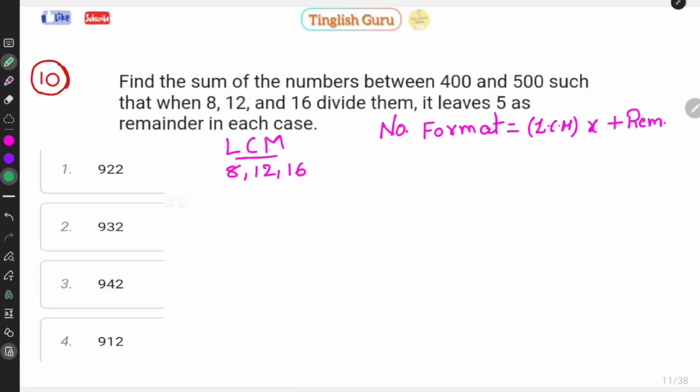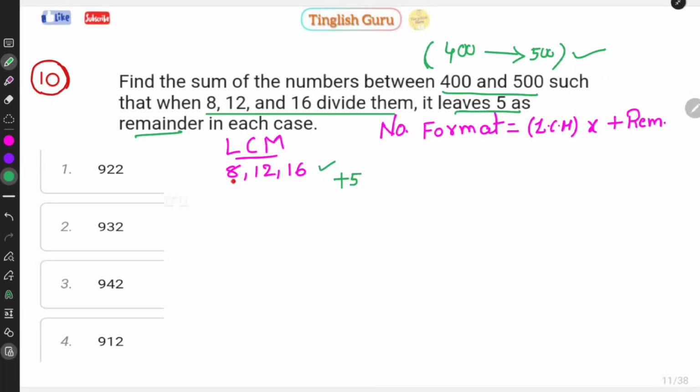Next. This question is related to LCM topic. Here, find the sum of the numbers between 400 and 500. That means from 400 to 500 there will be numbers like 401, 402, 499, 500. So in those numbers, such that when 8, 12 and 16 divide them, it leaves 5 as remainder. So first we have to find the LCM of 8, 12, 16 and then add the value 5 to it, and after that we have to solve.